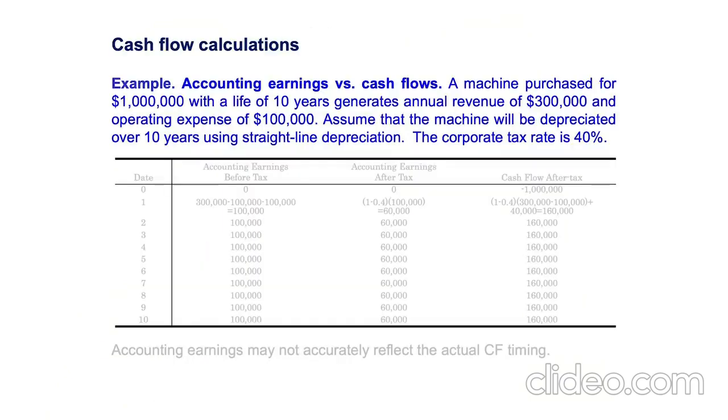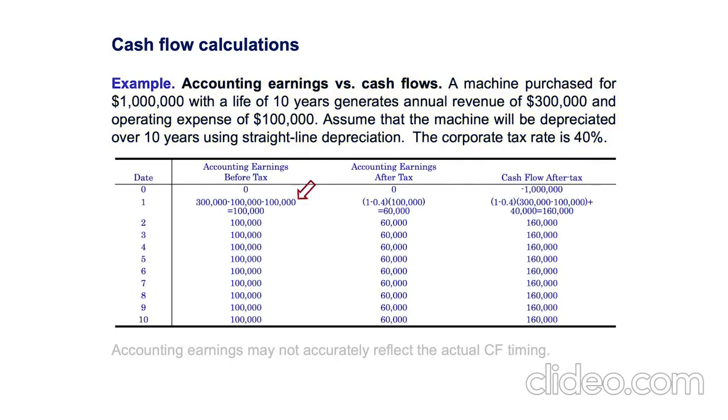Our first example is about the distinction between accounting earnings and actual cash flows. The project we're considering is as follows. It requires a purchase of a machine for $1 million with a life of 10 years. The machine will generate an annual revenue of $300,000 at an operating expense of $100,000. The machine can be depreciated over its lifespan using straight-line depreciation. The corporate tax rate is 40%.